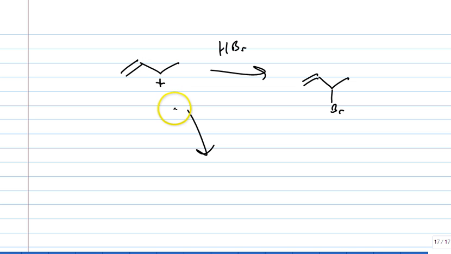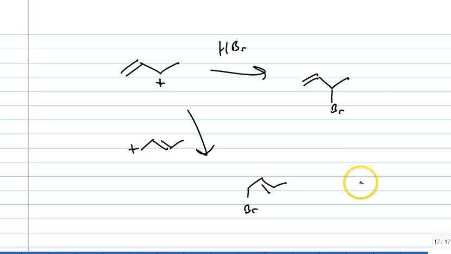If the carbocation rearranges first, if this flips over here, and you get this product. This is the thermodynamic product, which is the more stable product. Let's go over why it's the more stable product.